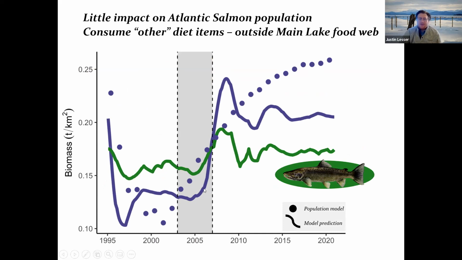And again, that makes sense because we know that they get a lot of their food from other diet items, right? Either outside the main lake food web, in other parts of the lake, or other portions of our model that aren't as affected by alewife. So overall, the impact of alewife on Atlantic salmon really isn't that great.